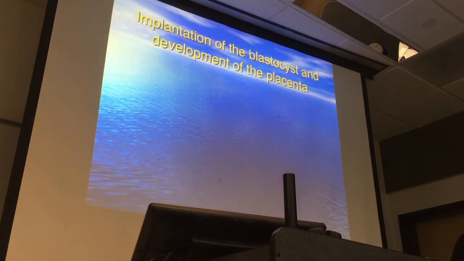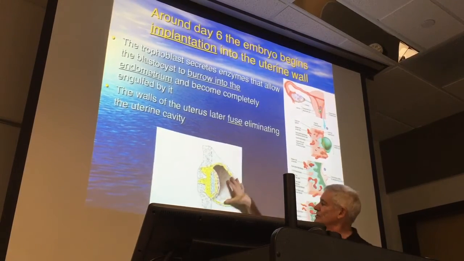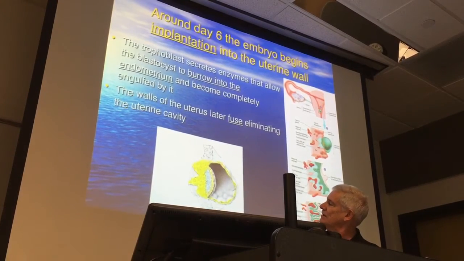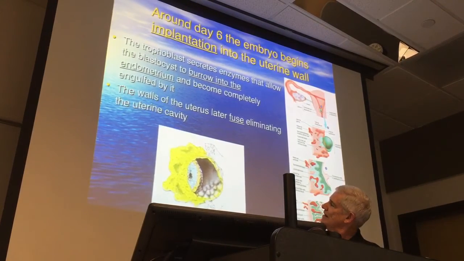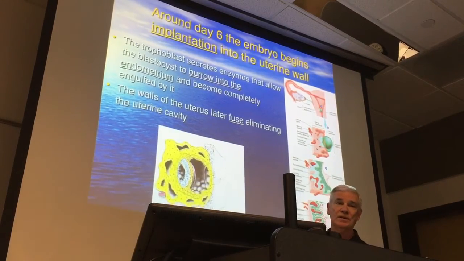Okay, let's go and look at implantation. Implantation of the blastocyst and development of the placenta is the next topic. There is a movie that's going to start running as soon as I click the slide. So this is the wall of the uterus, this is the blastocyst, and it's going to implant. There it goes. And it's going to push in and eventually be all covered by the wall of the lining.